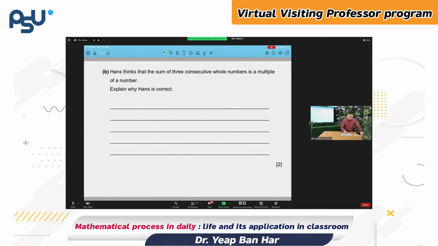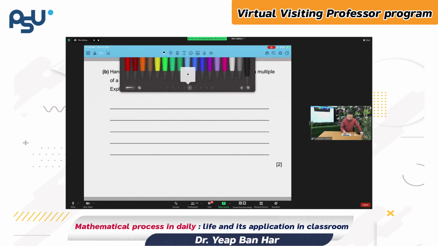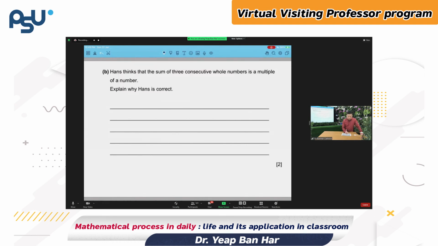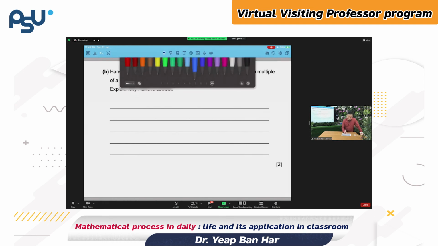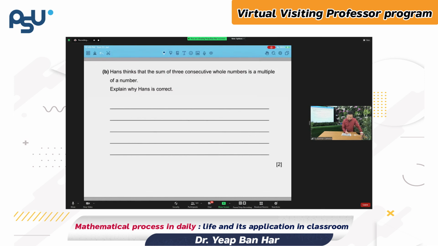So maybe they will just try to get 3 numbers, maybe 1, 2, 3, and they just add it up, and they realize that that's 6. Well, okay, 6 is a multiple of 2, 6 is a multiple of 3, okay, fine. But maybe I can try 2, 3, and 4, and that gives me 9.